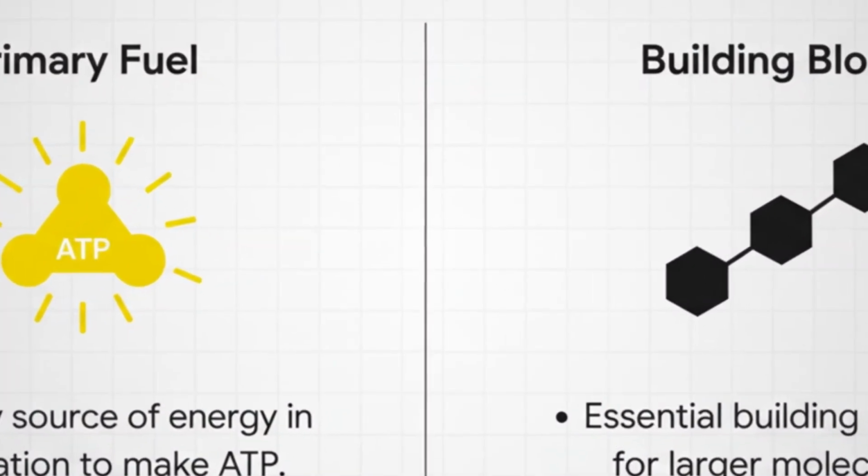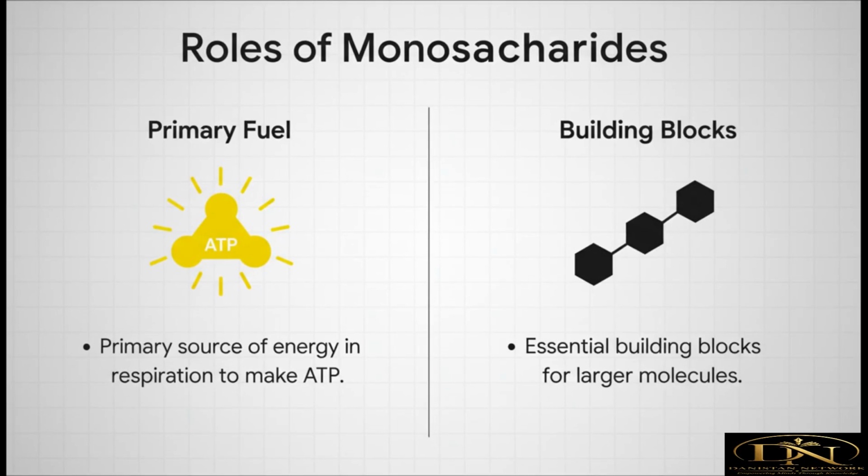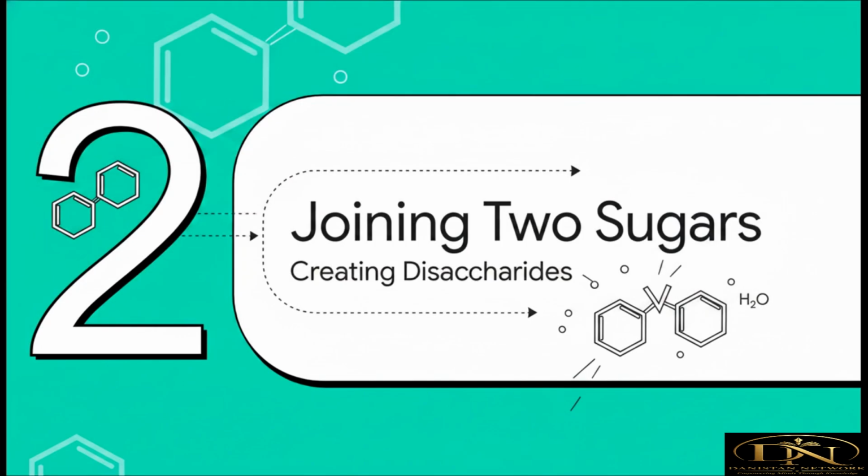So why are these simple sugars so important? Well, they have 2 main jobs. First, they are the number 1 fuel source for our cells. We break them down through respiration to release energy, which we store as ATP. And second, they are those Lego bricks we talked about, the building blocks we need to construct much, much bigger things. Okay, so we have our building blocks.